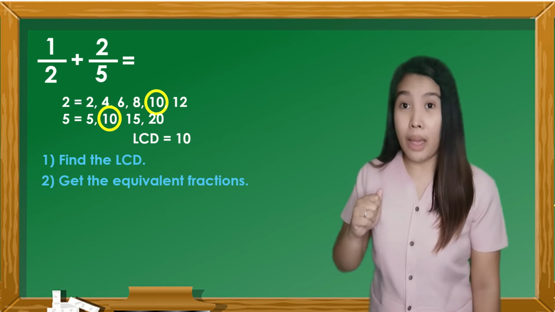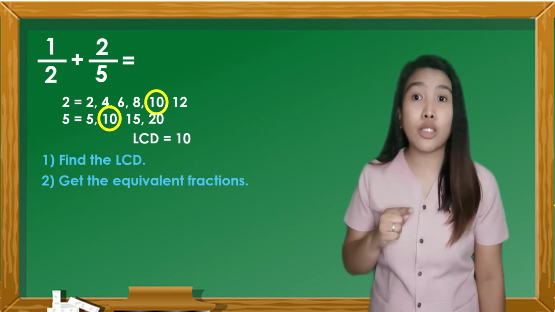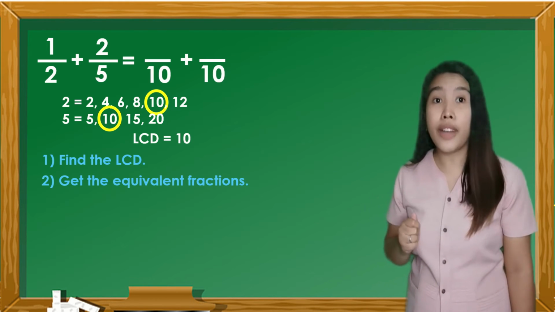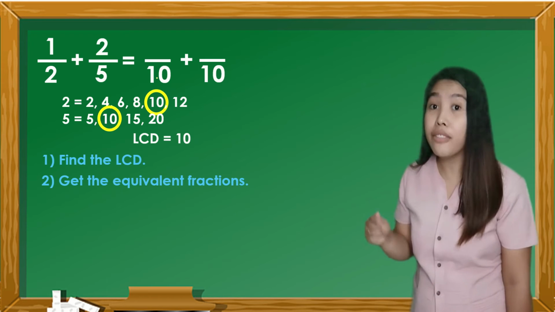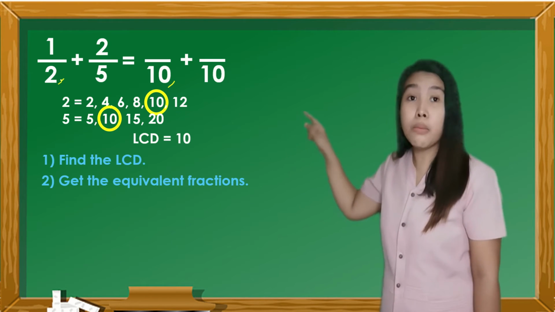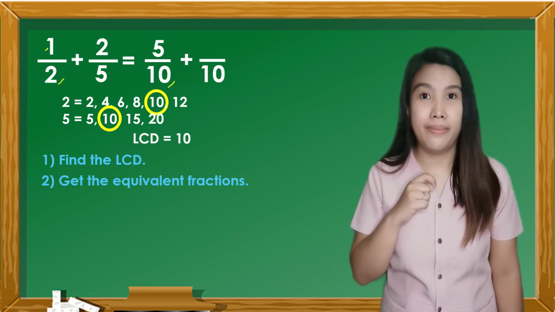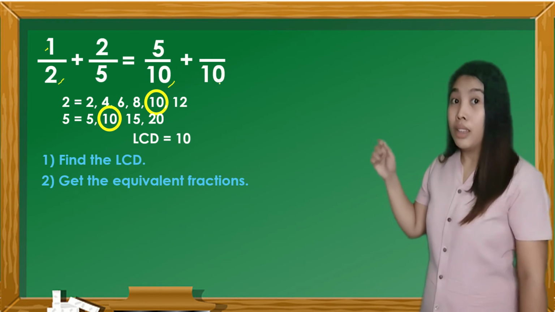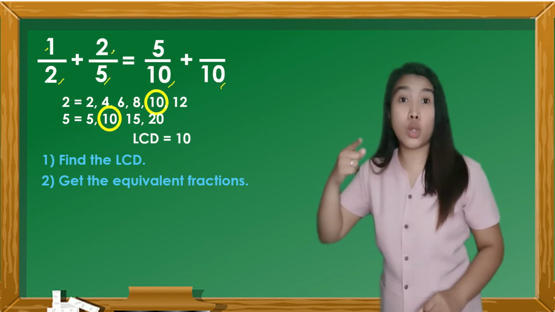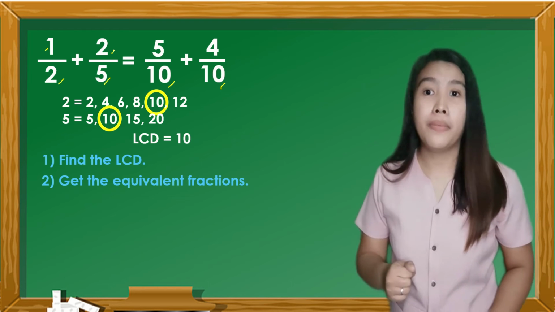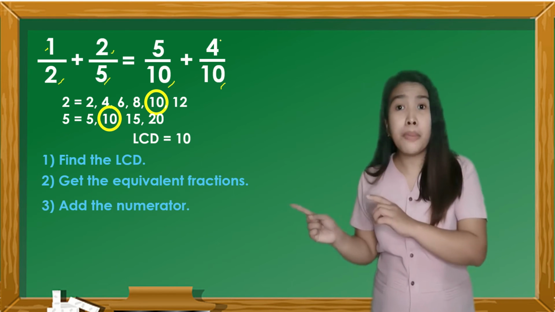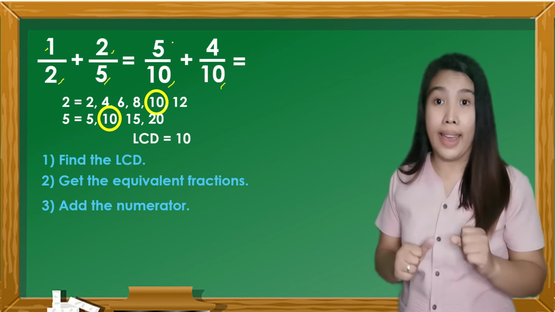Okay? Next step is to get the equivalent fractions of 1/2 and 2/5. So 10 here will serve as our denominator. We have 10 divided by 2 times 1 is 5. Next, 10 divided by 5 is 2 times 2 is equal to 4. Next is to add the numerators. So 5 plus 4 now is equal to 9.